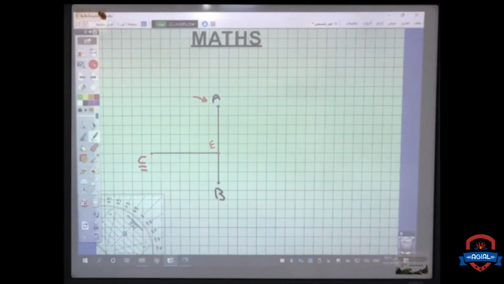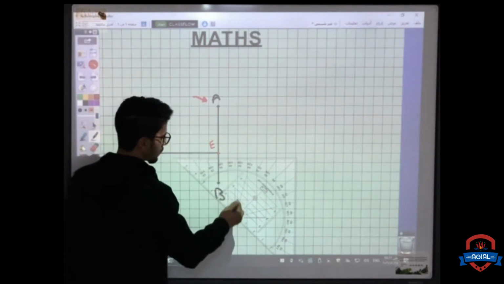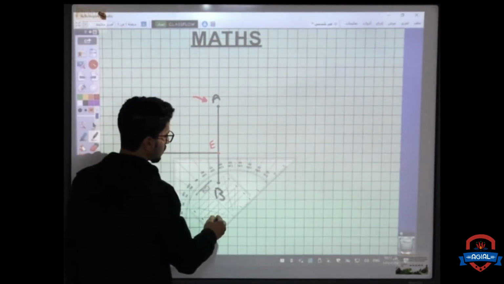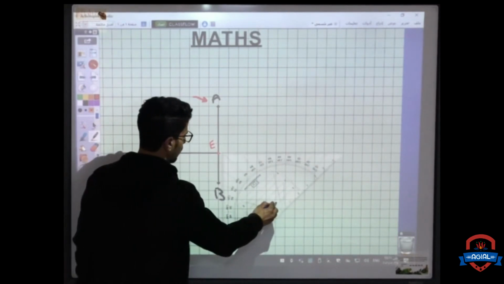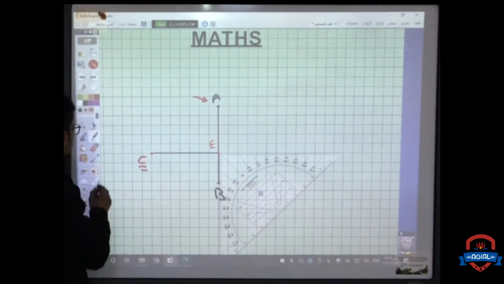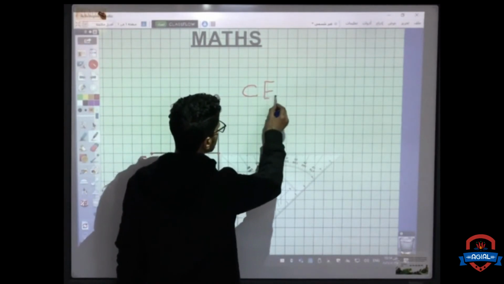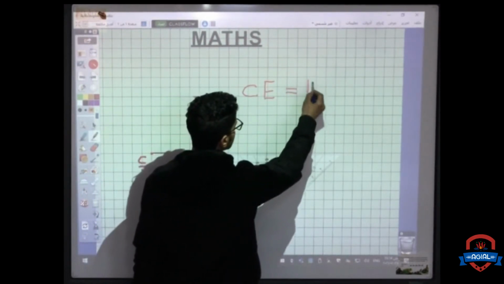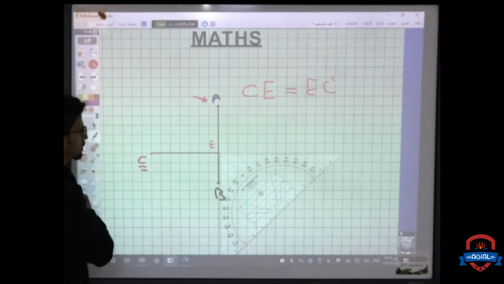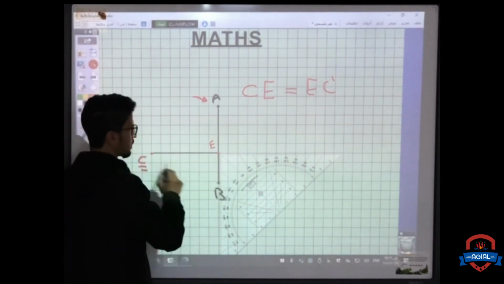So we have to use the set square to help us to draw another perpendicular line and have the same length as CE. So we have to draw EC dash, and the line segment CE should be equal to EC dash, or C dash E. So we have to draw 7 units. So the length of EC dash should be 7 units.